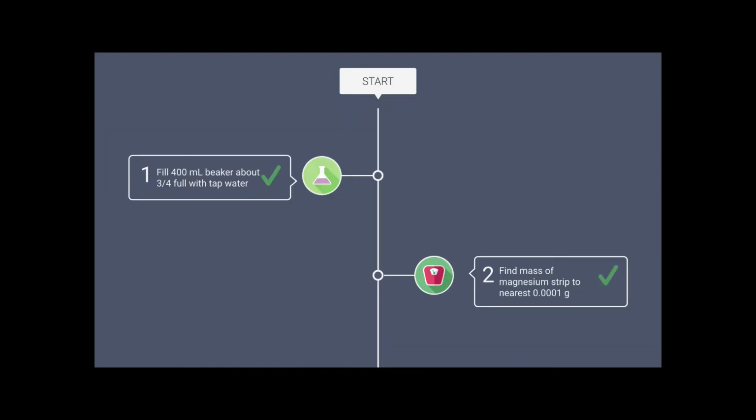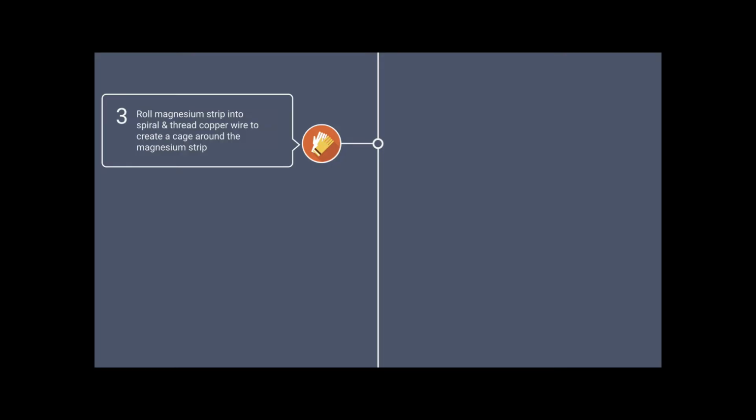So our next step is where people start to get a little confused. Fortunately, we can watch each step on the video, so if the written instructions are confusing, don't worry, that's what the video is for. Step 3 says to roll the magnesium into a spiral and use a copper wire to create a cage around the magnesium. What does that mean? We'll show you.